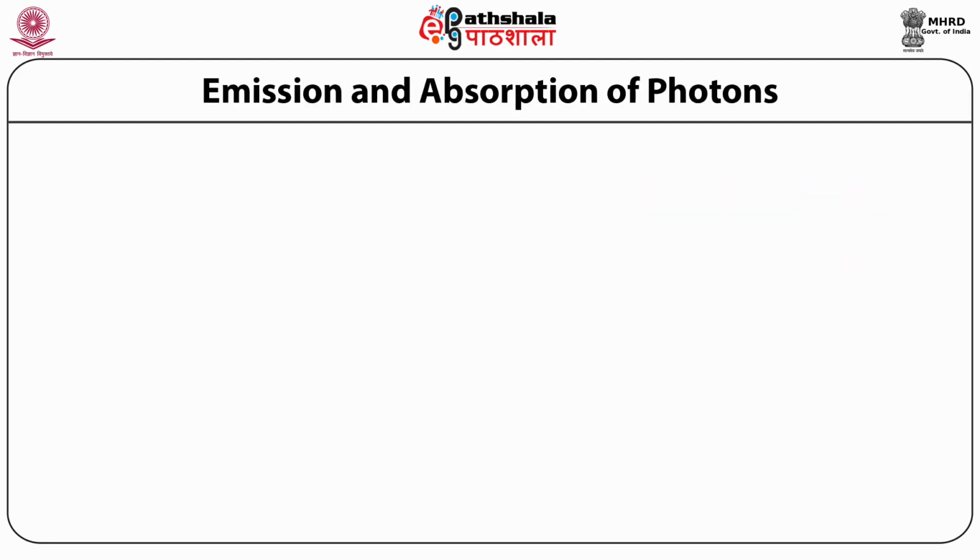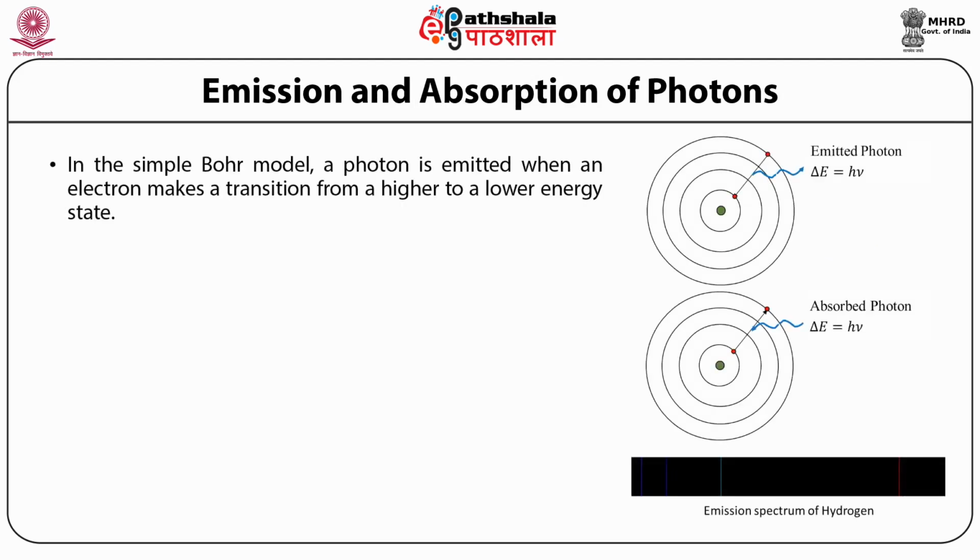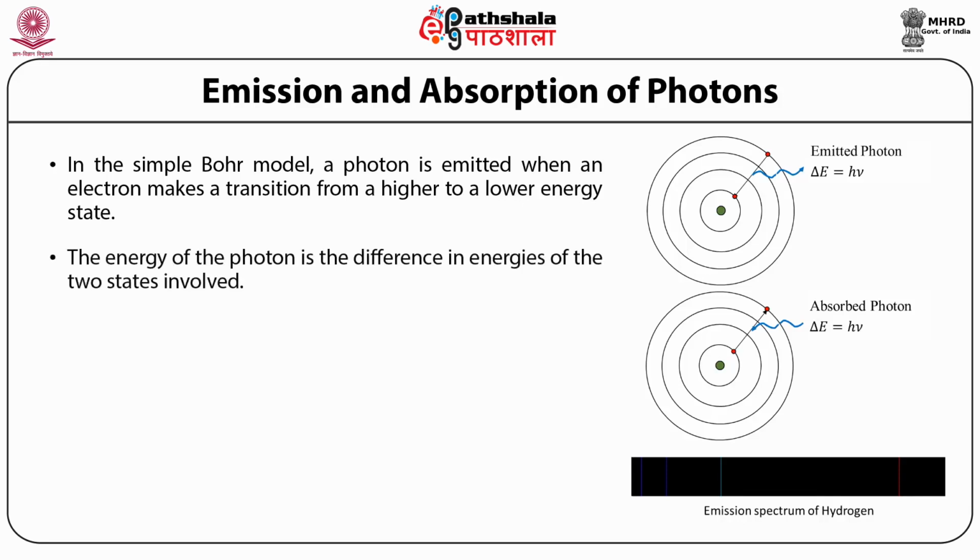Emission and absorption of photons. In the simple Bohr model, a photon is emitted when an electron jumps from a higher energy to a lower energy level. So, the photon which is emitted has energy equal to the difference in the energies of the two levels involved in the transition, as shown in this figure.